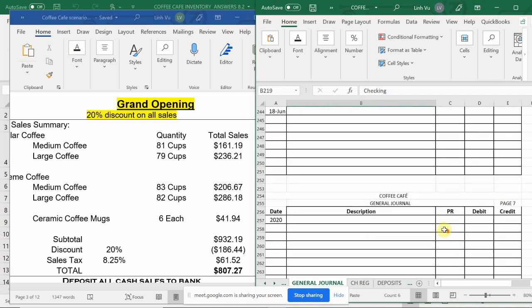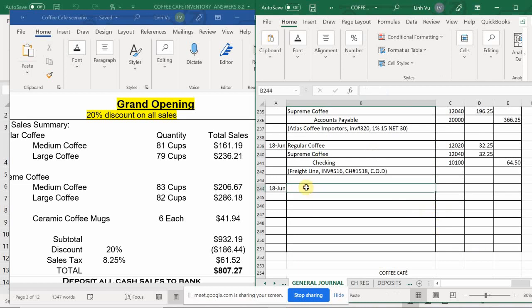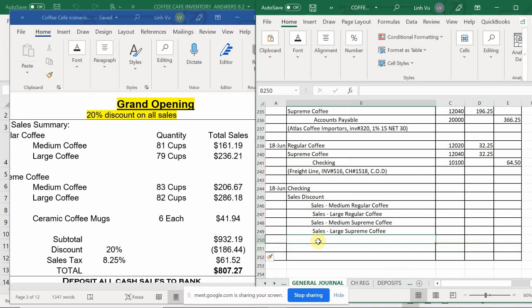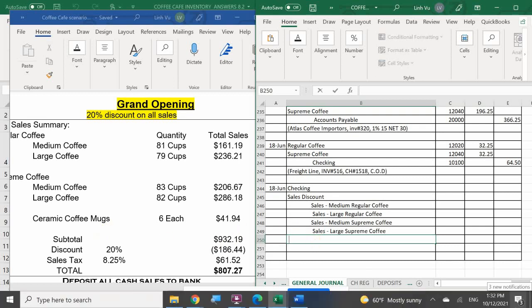And then one by one. So we have sales medium coffee. Sales large coffee. And that's the regular one, and the supreme too. We have to put the medium and the large one too. Okay. And sales tax. What else do we have here that we sold too? Oh, ceramic coffee mugs too. Yes, we have sales ceramic coffee mugs. All right.